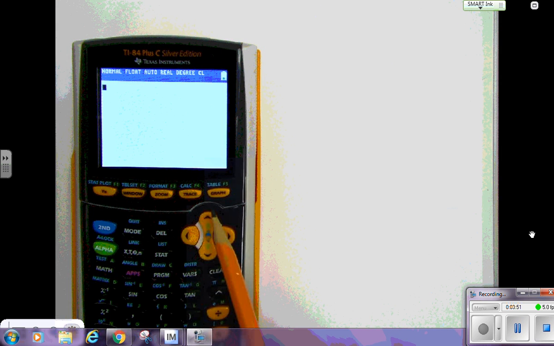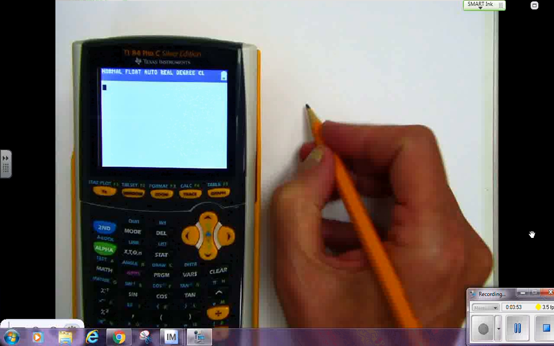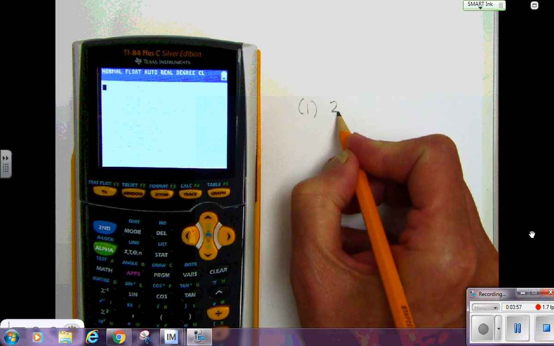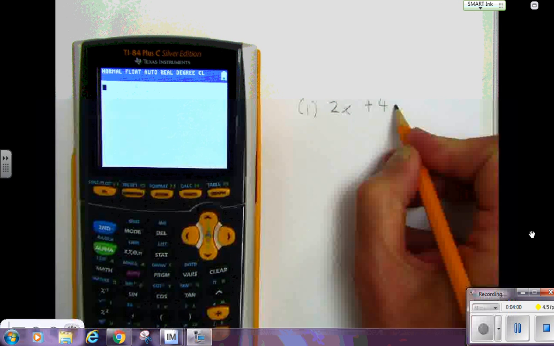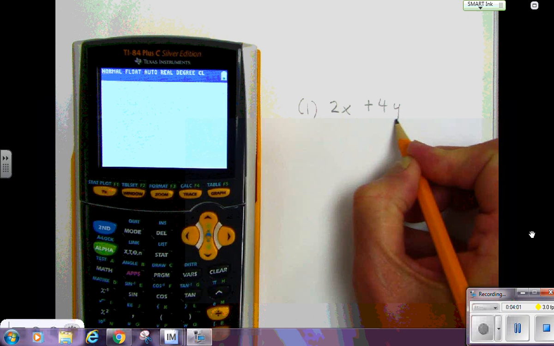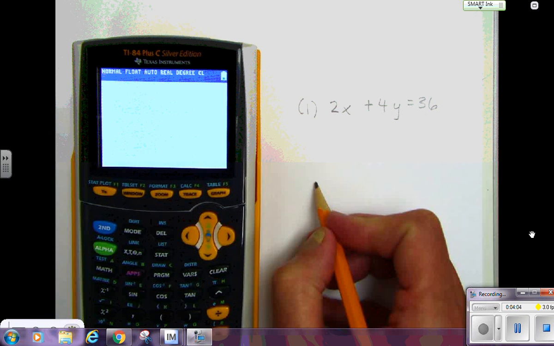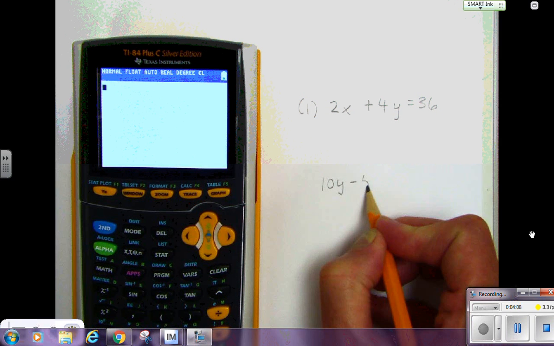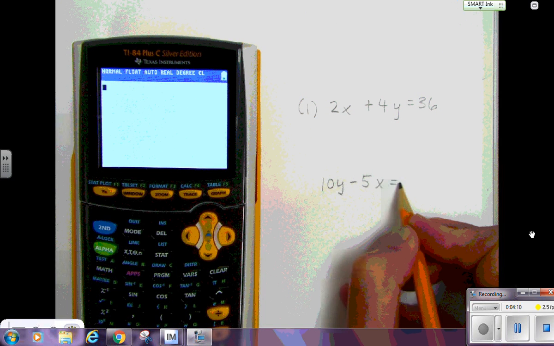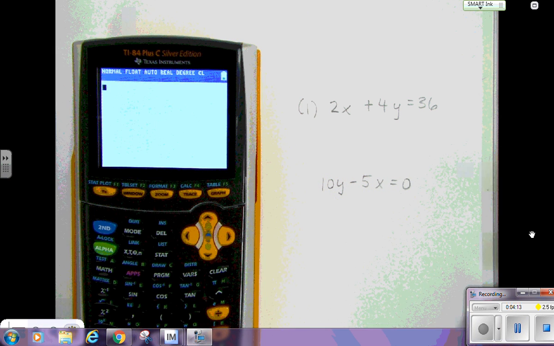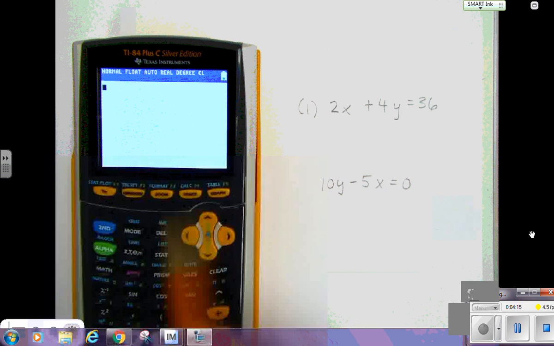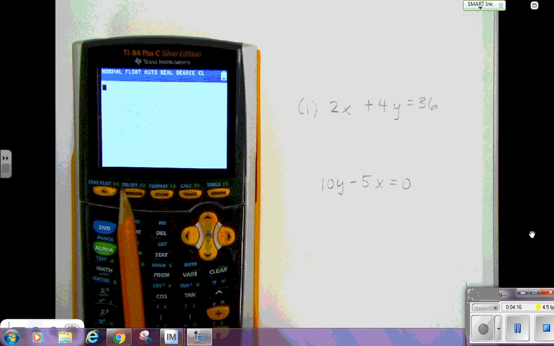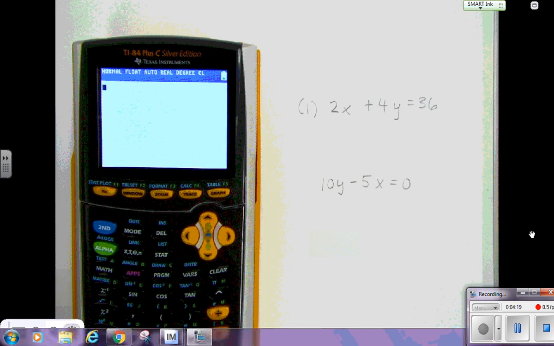Okay, so on page 135, let's look at the first problem. And I'm going to let that screen go dark, and then whenever I'm ready, we'll press on again and type in the equations. Okay, so here are my two equations, and I'm going to solve the system by graphing. So I'm going to type the equations into the calculator and see where they intersect, find the solution set.